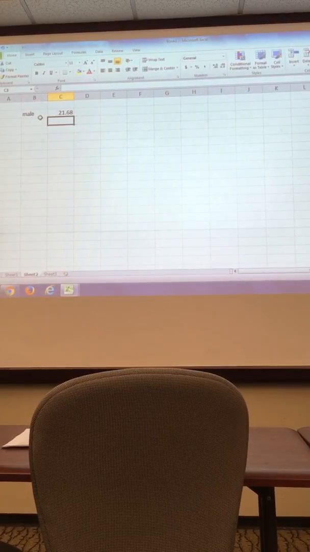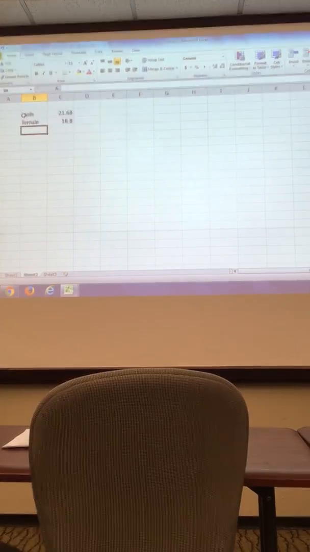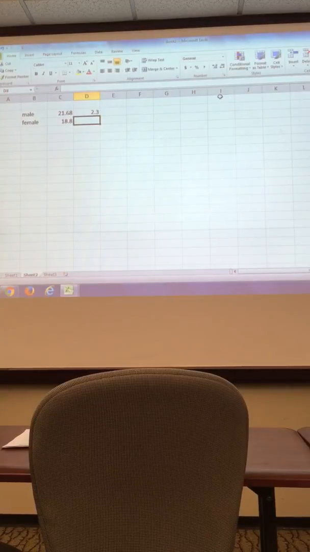For female college graduates it was $18.80. Assume the standard deviation for males is $2.30, and the standard deviation for females is $2.05.